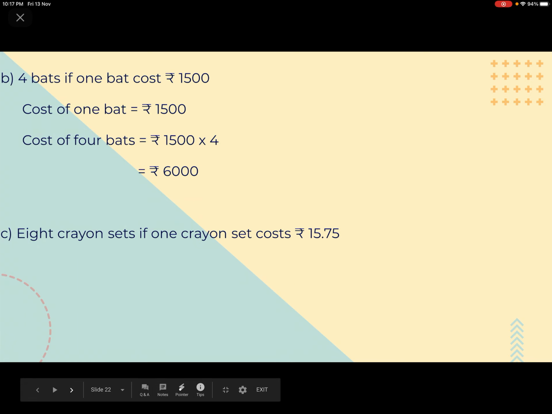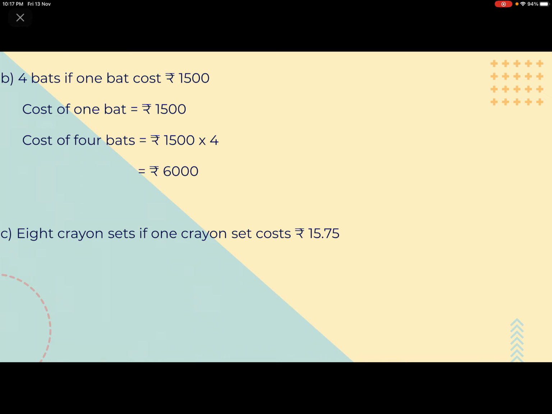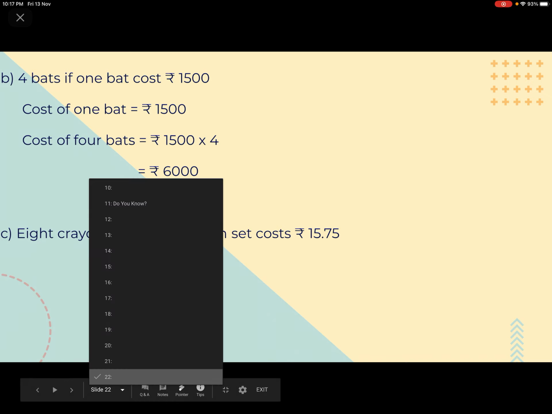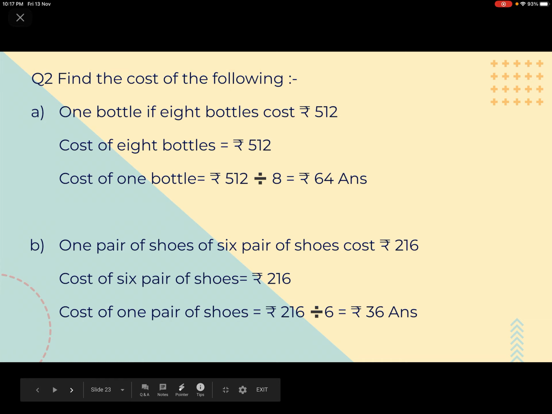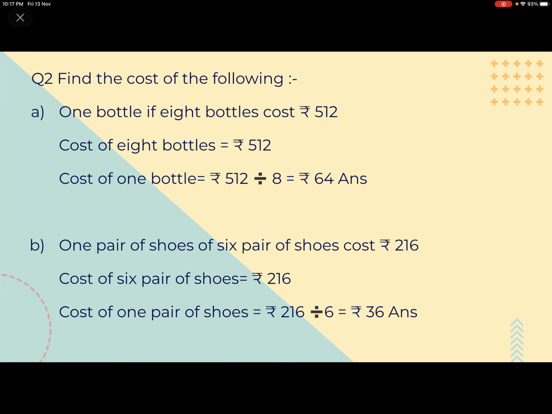The next question, children, is 4 bats, the bats with which you play cricket, if one bat costs rupees 1500. So simple, cost of one bat rupees 1500 and cost of 4 bats. 1500 multiplied by 4, 2 zeros, 15 fours are 60, that is rupees 6000. The C part is your self-attempt question, children. And we continue to question number 2.